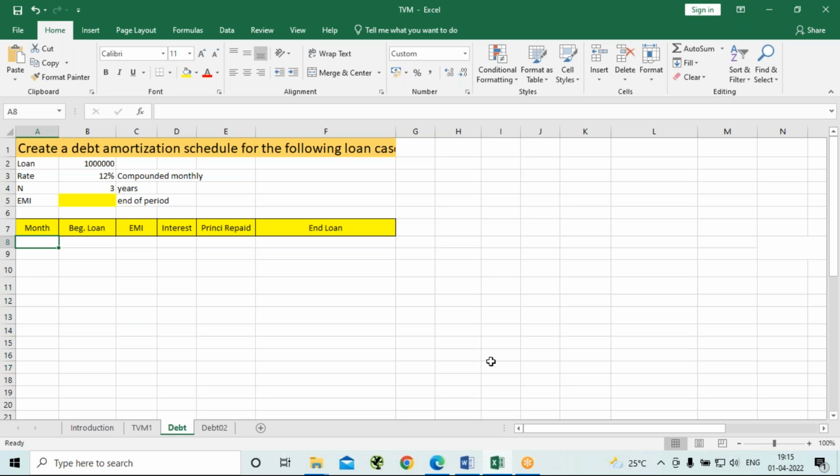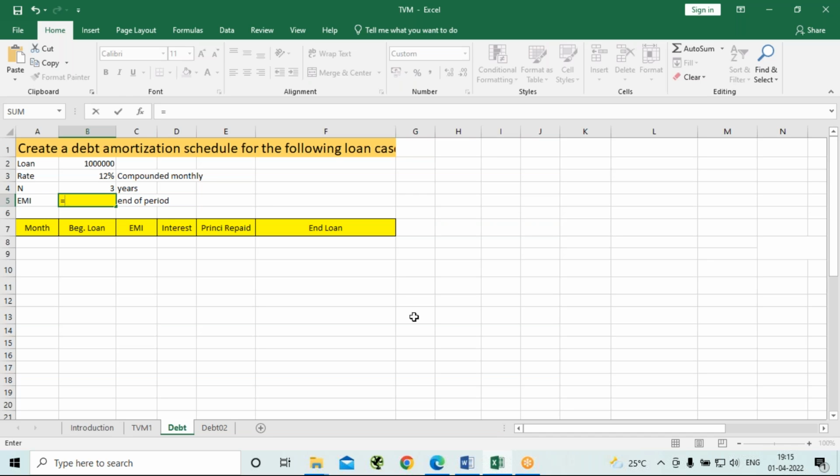Presently, whatever the banks are going to charge, the same thing we are going to do over here. Okay. So now let's do the calculation first as an EMI. What would be the EMI amount? So let me take it equals to. Instead of me writing all the values manually, I will take the cell references.